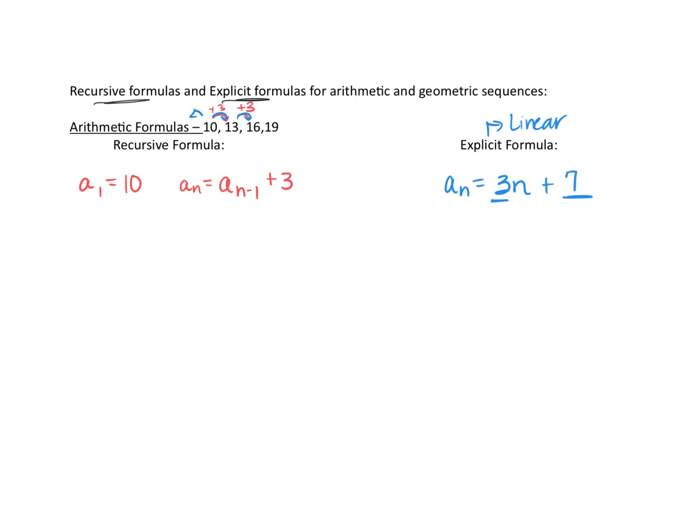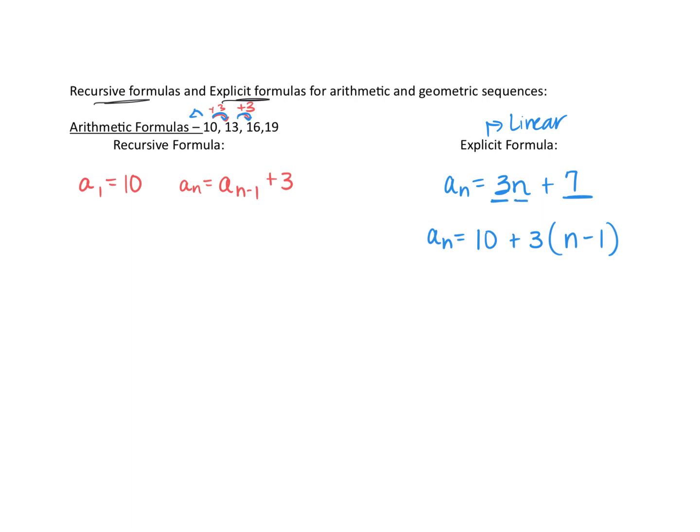Now the other way to write that is like this, and I don't really love this way, but I'm going to show it to you. What you can do is you can take the first term, which is 10, plus the common difference goes right there, 3 times n minus 1, where n is the term number. That's the same case here.